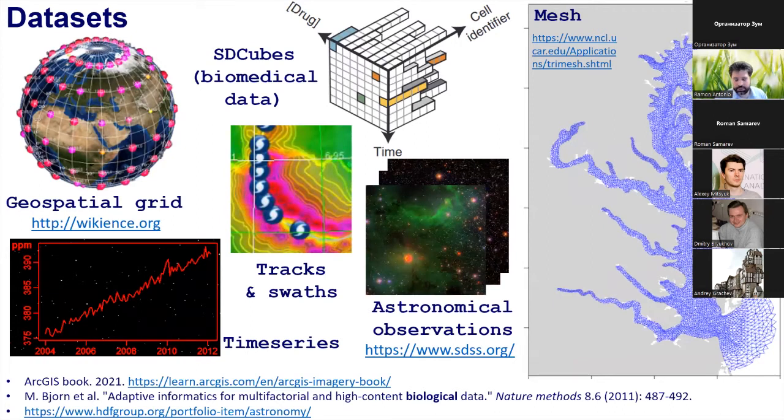RDBMS data models try to capture and generalize the diversity of big arrays. Time series, so this is a 1D array, two-dimensional geospatial grids, tracks, swaths, and other arrays where a dimension represents some coordinates, or time, height, model number, and so on. Three-dimensional spatio-temporal cubes like astronomical observations or biomedical data, unstructured meshes, and actually any data that can be modeled by multidimensional arrays.